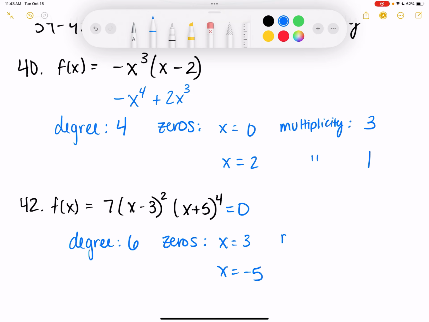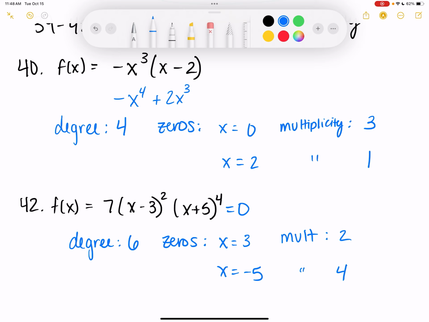So, multiplicity of x equals 3. How many times do I have a zero of 3? 2. How many times do I have a zero of negative 5? 4. Any questions about that? All right.